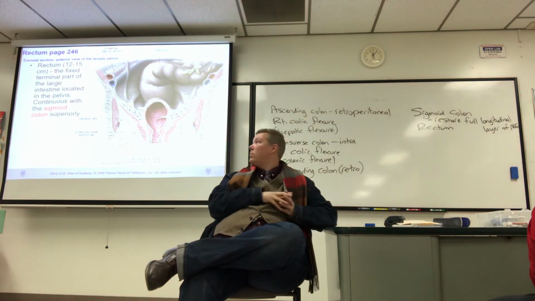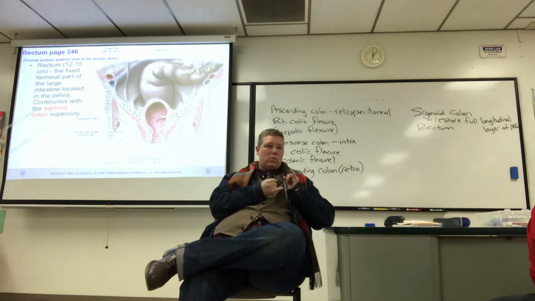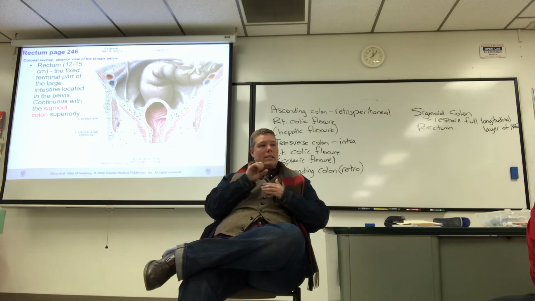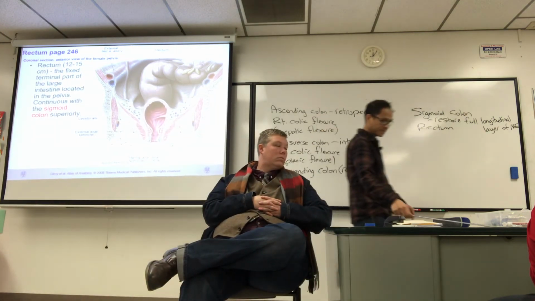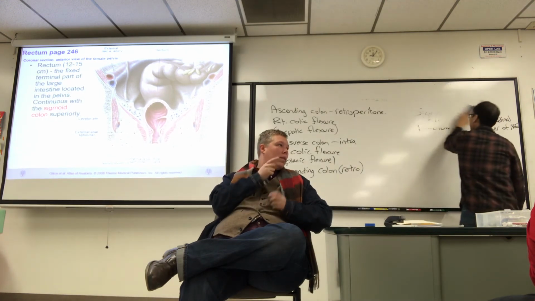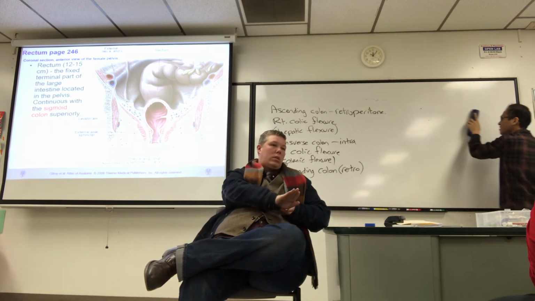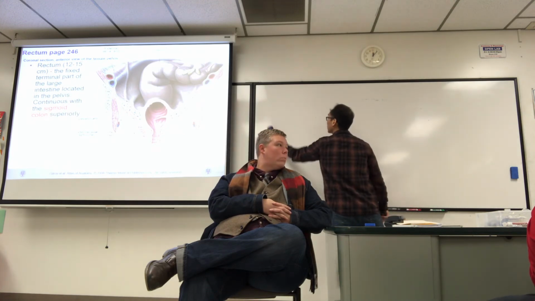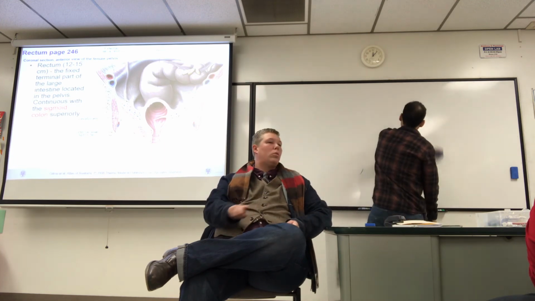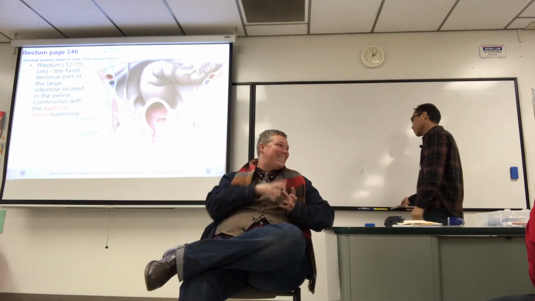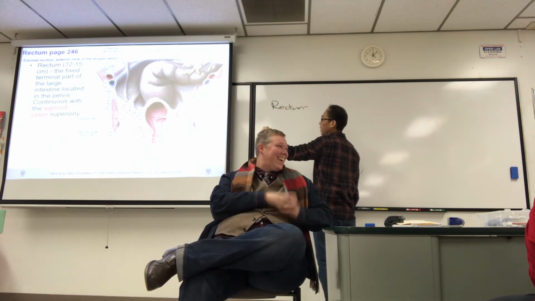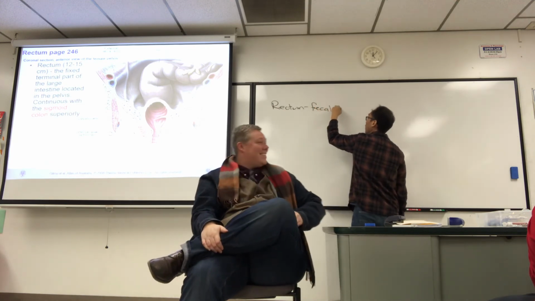This picture is simply of the rectum, and it's the last 12, 15 centimeters. They call this the fixed terminal part. It's following the curvature of the sacrum, although you can't see it from here. Okay, rectum. So fecal matter accumulates here, collects here. But you already knew that, right?